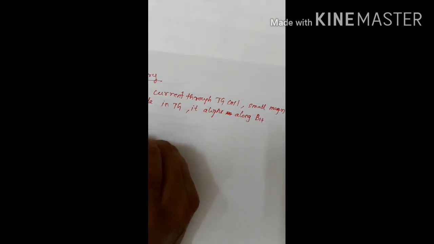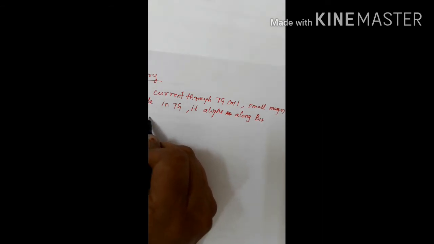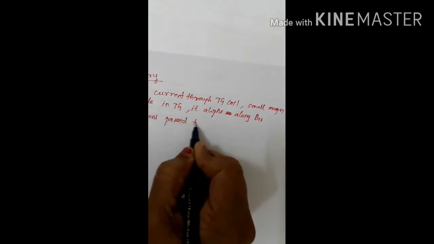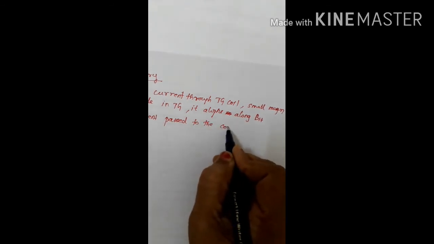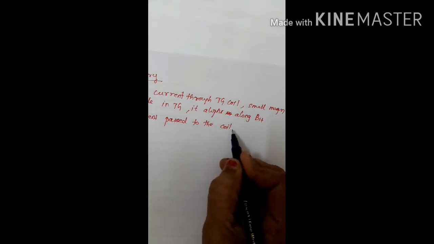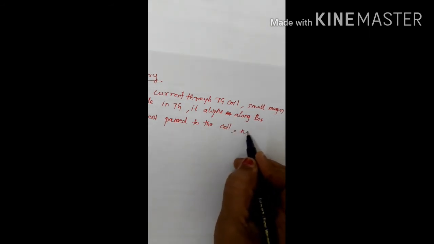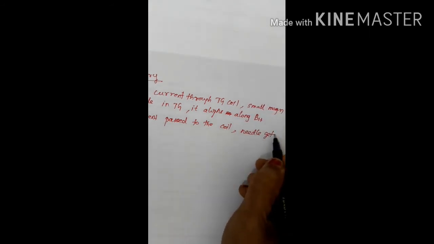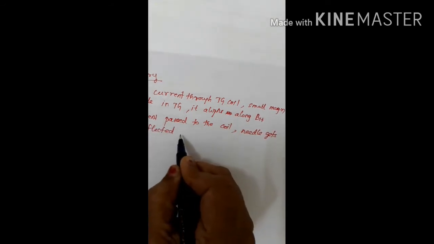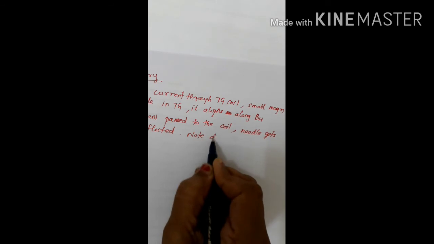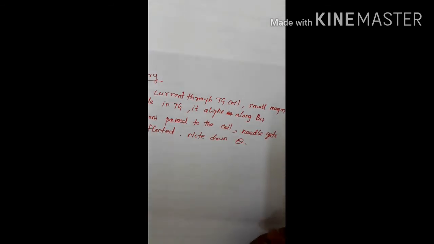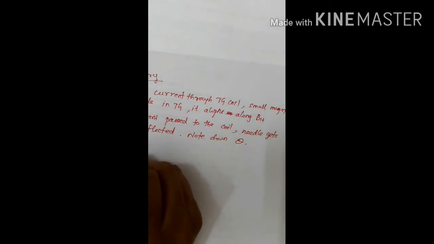Then what you have to do is pass current to the TG coil. You can select 2 turns or 5 turns, and pass current to the coil. Now what happened? The needle gets deflected. Now you have to note down theta, the angle of deflection, right?